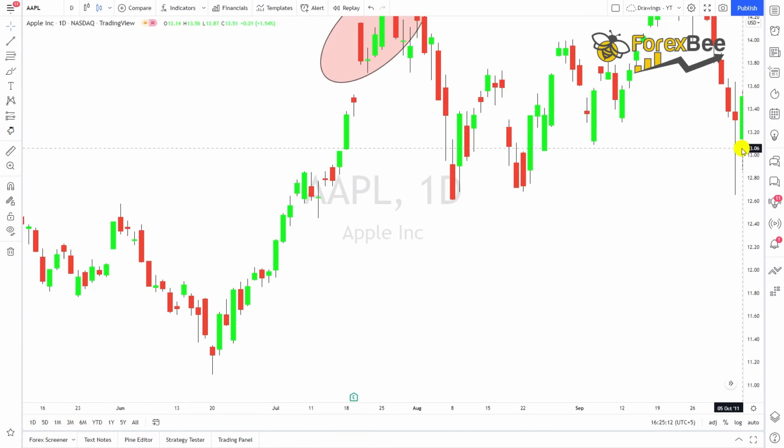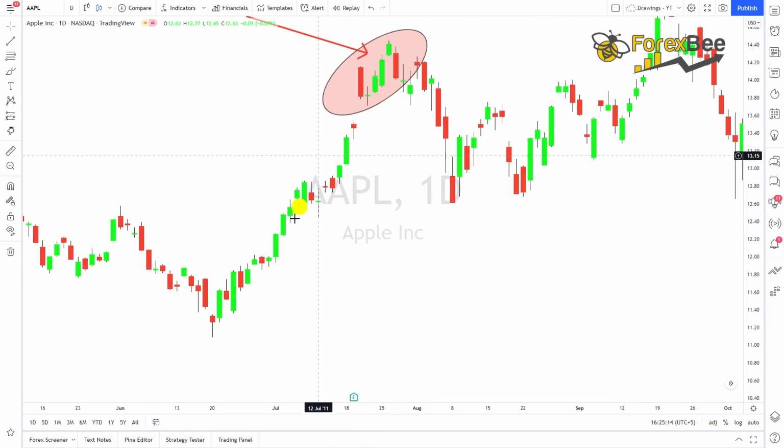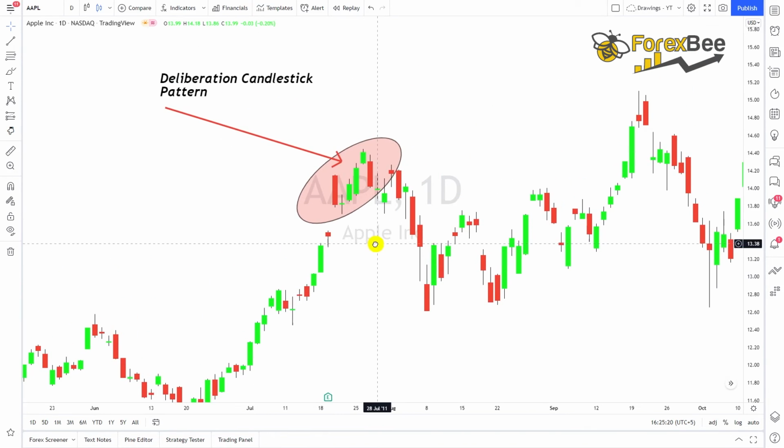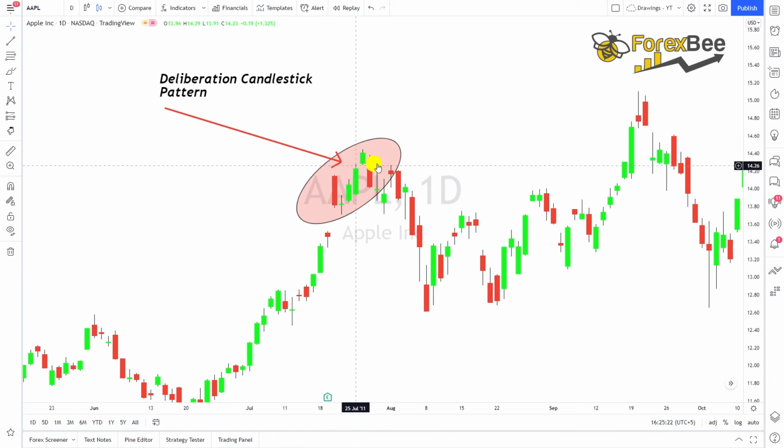Here we can see the formation of higher highs and higher lows, which represents the continuation of the bullish trend. And after the formation of the deliberation candlestick, the market went in the bearish direction. So after the formation of deliberation candlestick pattern, the bearish trend started, and market went from 14.46 to 12.61, which is a big move after the formation of deliberation candlestick pattern.